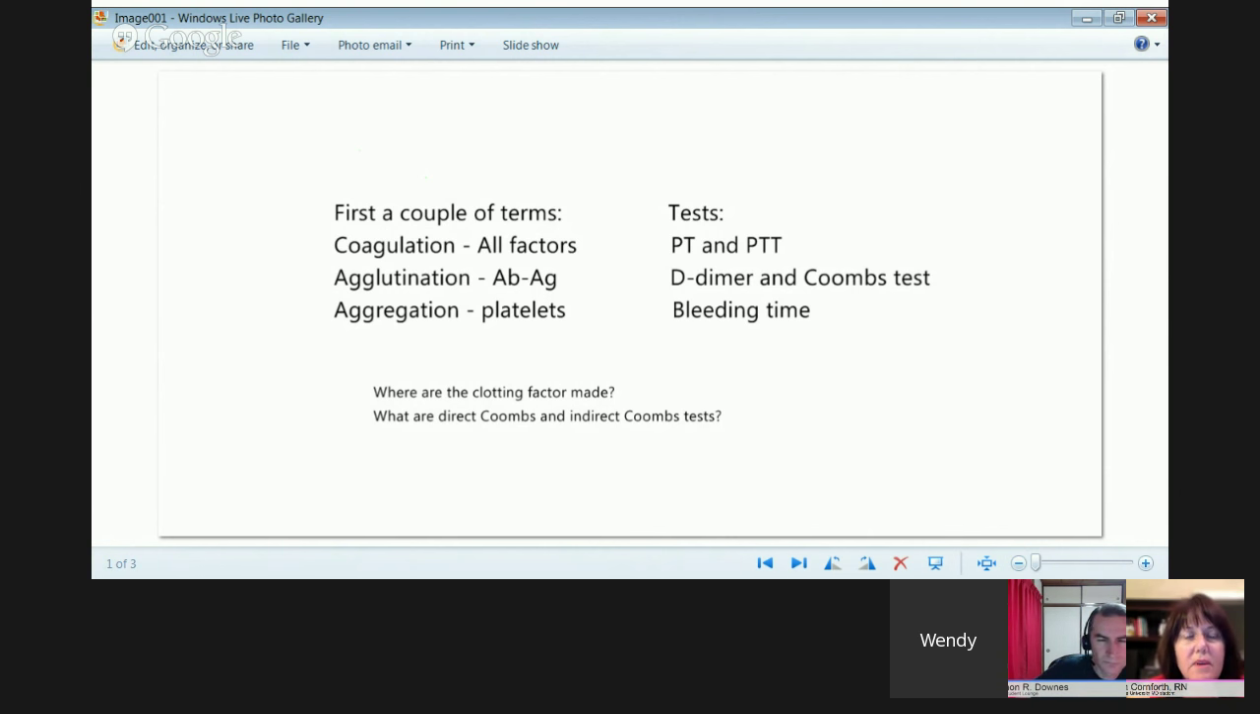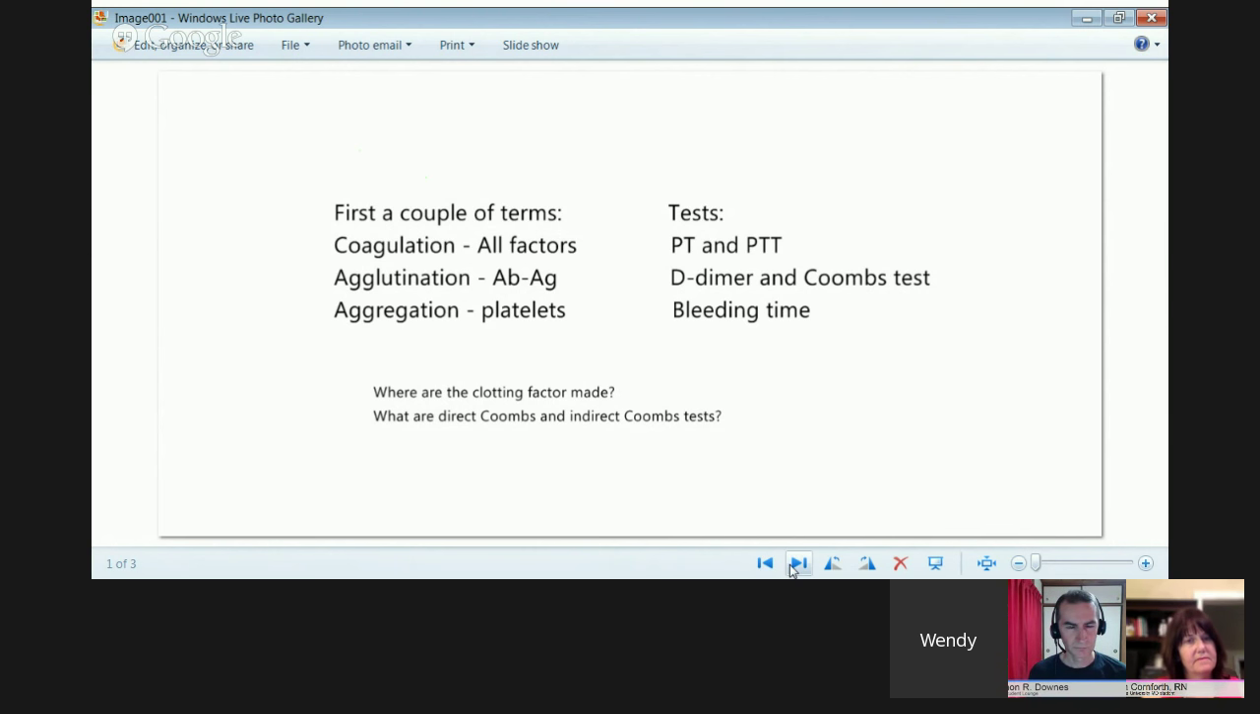Hence the name. What is the difference between the term agglutinate versus aggregate? So if we look back on our slide, agglutinate is when antibodies and antigens are sticking together. Do you see that on my slide? Yes, I do now. Versus aggregate, which refers to the clumping of platelets themselves. Okay?